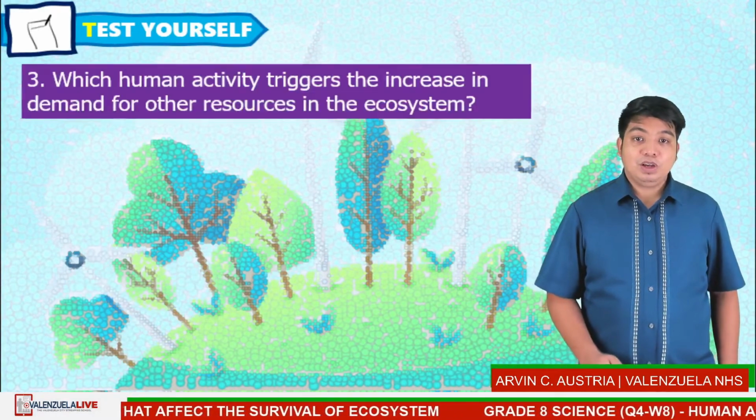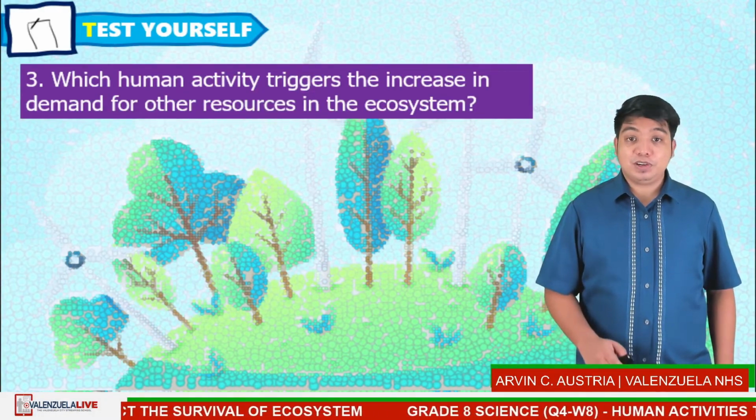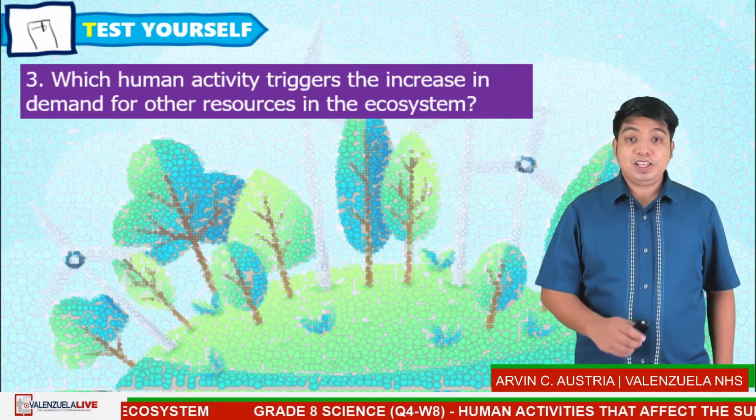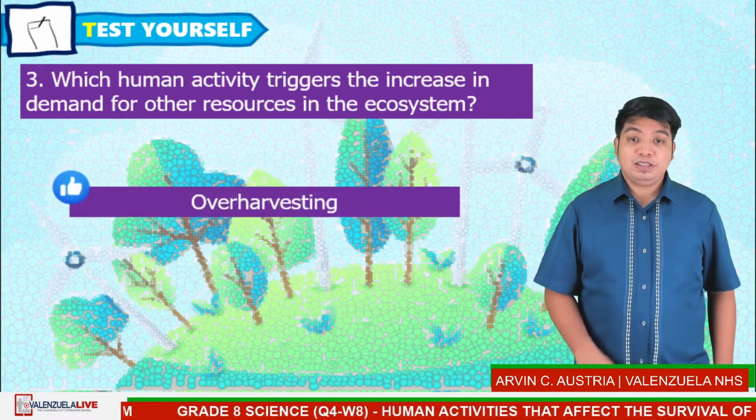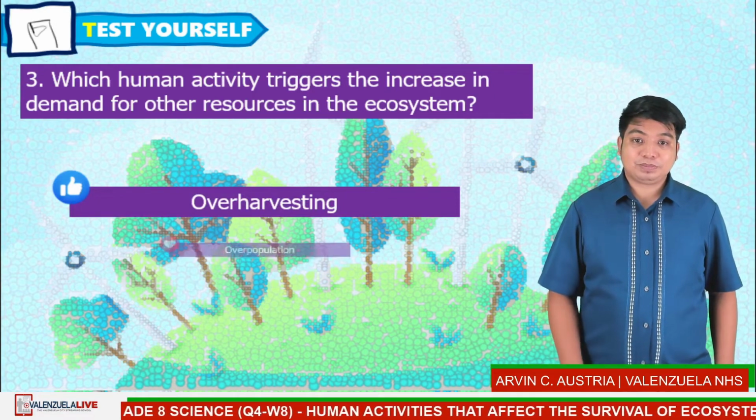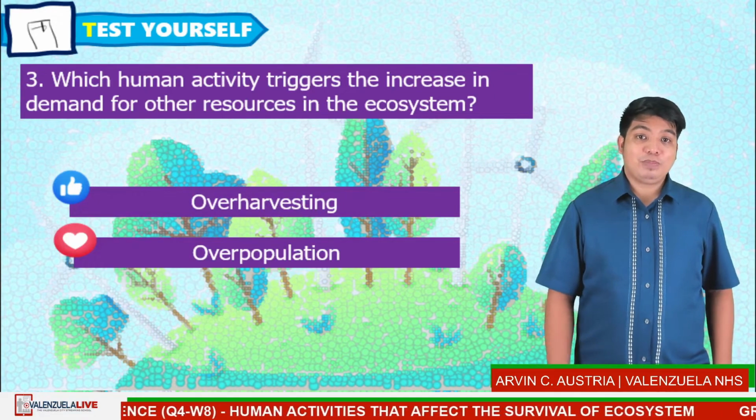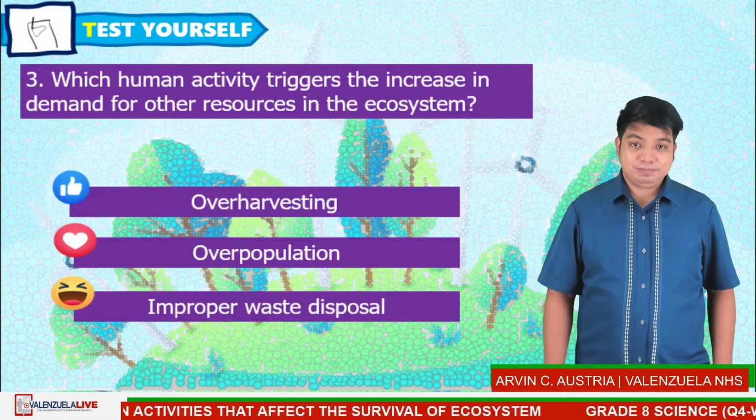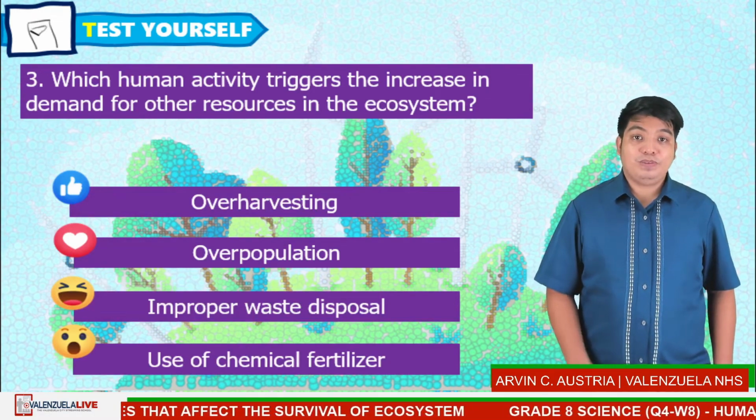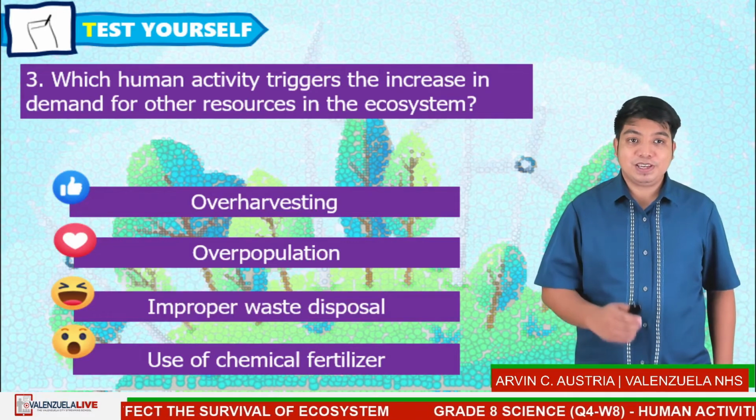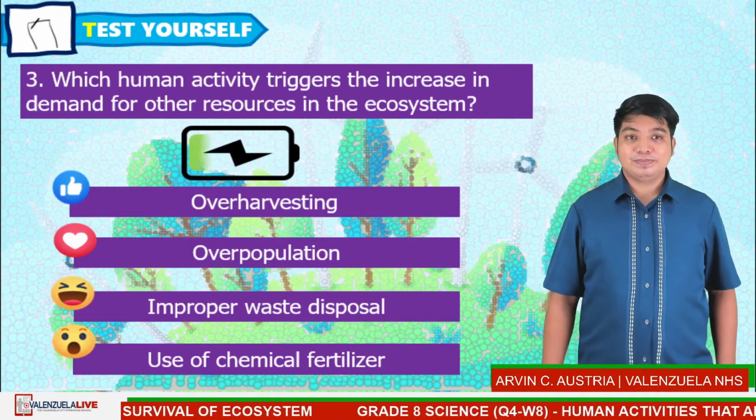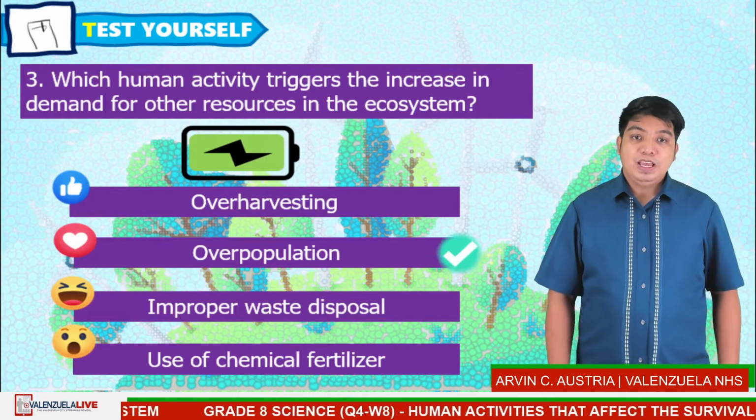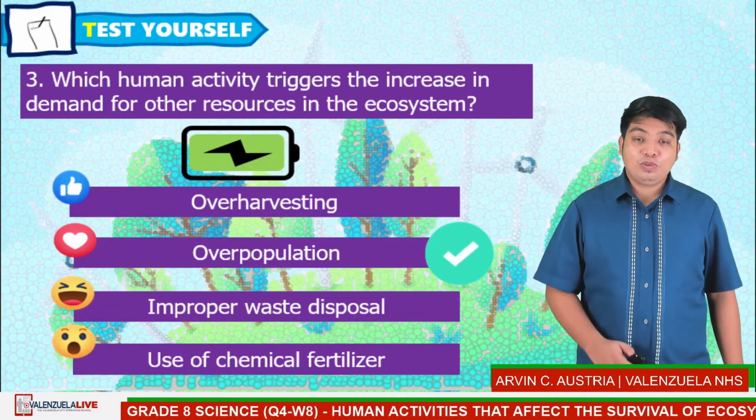Number 3, which human activity triggers the increase in demand with other resources in the ecosystem? Is it overharvesting, overpopulation, improper waste disposal, or use of chemical fertilizer? 5 seconds starts now. The correct answer is overpopulation.